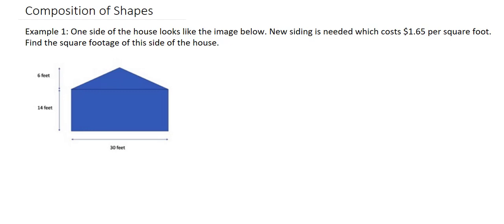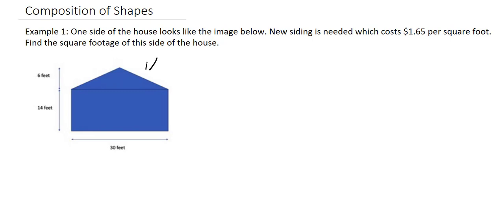Composition of shapes. Example 1. One side of the house looks like the image below. New siding is needed, which costs $1.65 per square foot. So let's find the square footage of this side of the house. So let's break this down.